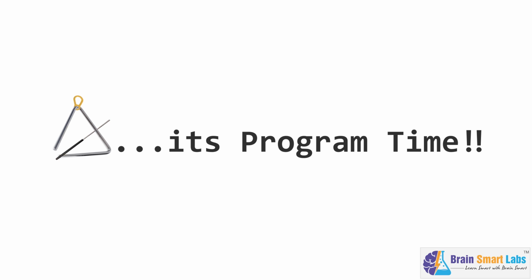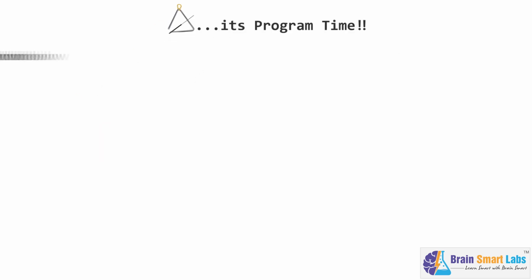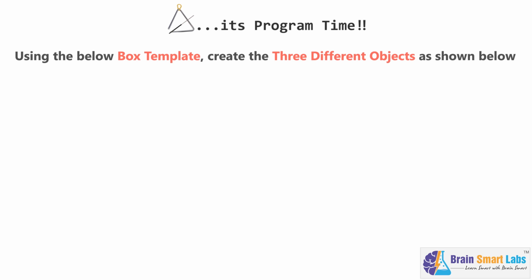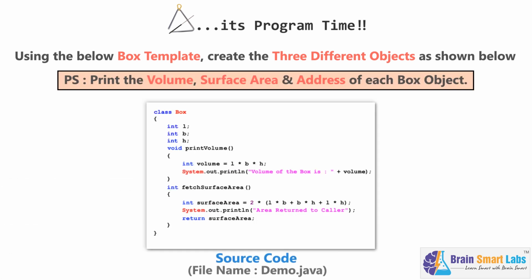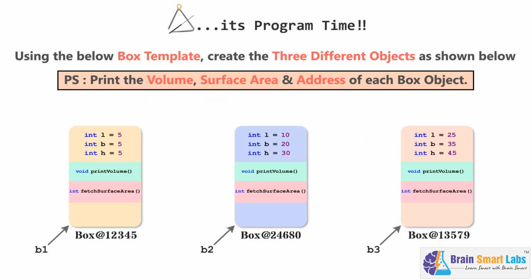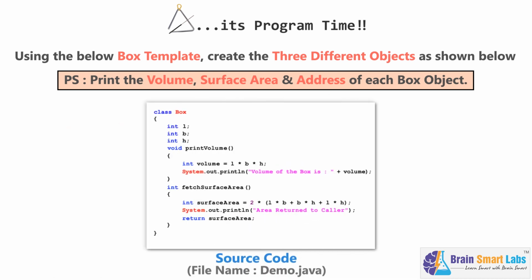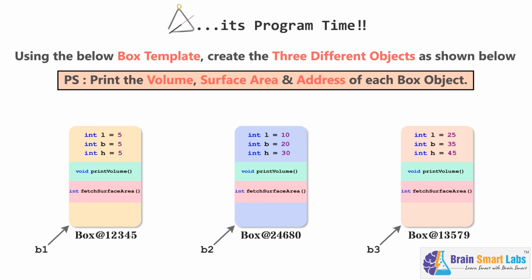It's program time. Using the below box template, create 3 different objects as shown below. PS. Print the volume, surface area and address of each box object as it is very important to understand the assignment. The answer key for this program assignment will be given to you at the end of this video.